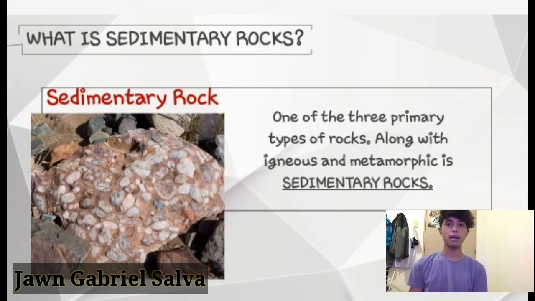So, what are sedimentary rocks? Sedimentary rocks are types of rock that are formed by the accumulation or deposition of mineral or organic particles at the Earth's surface. It means that sedimentary rocks are formed from pre-existing rocks or pieces of once living organisms.